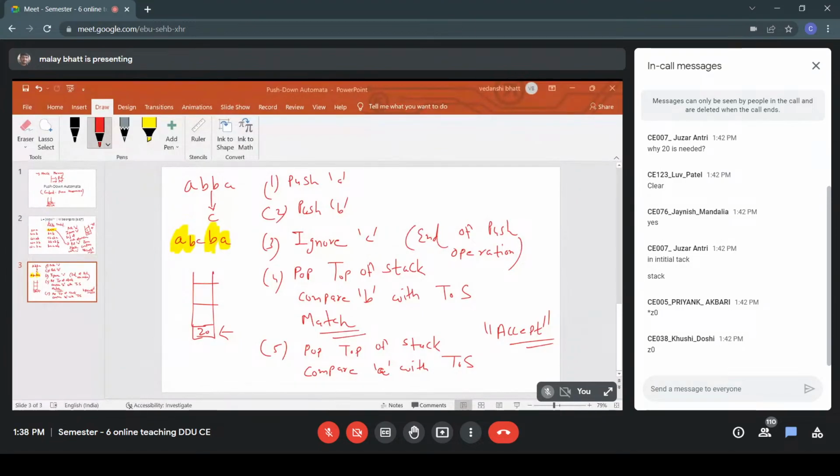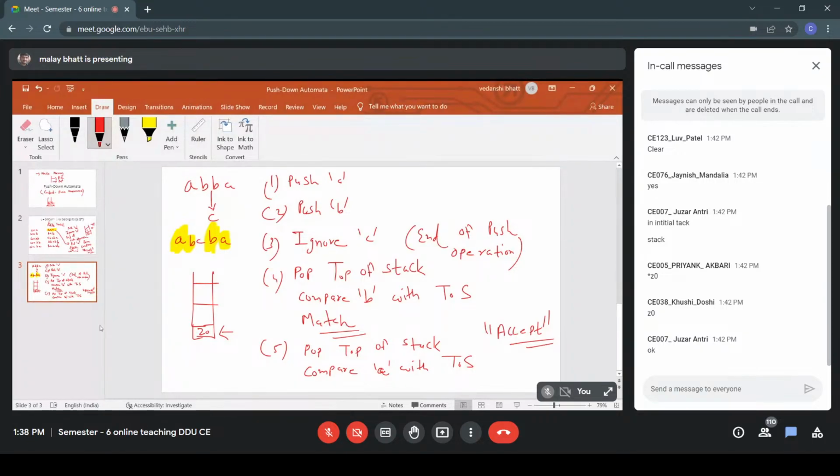It is, yes, Z0. It is a special symbol Z0. Right? It is indicating the first symbol in the stack. It is always there in the stack. Right? It is a default thing. We have a Z0 on the stack. Okay.